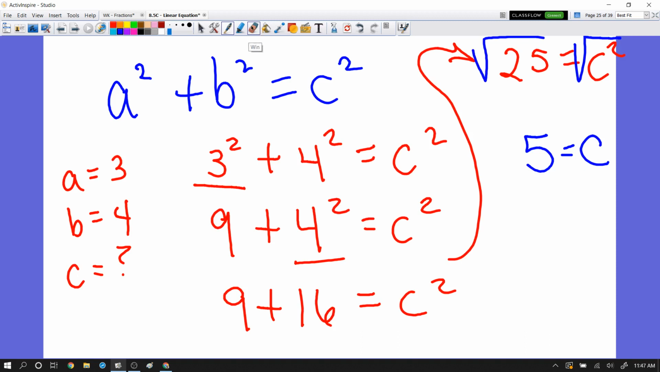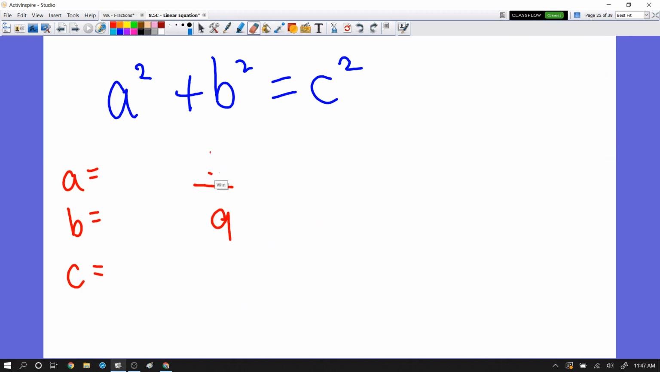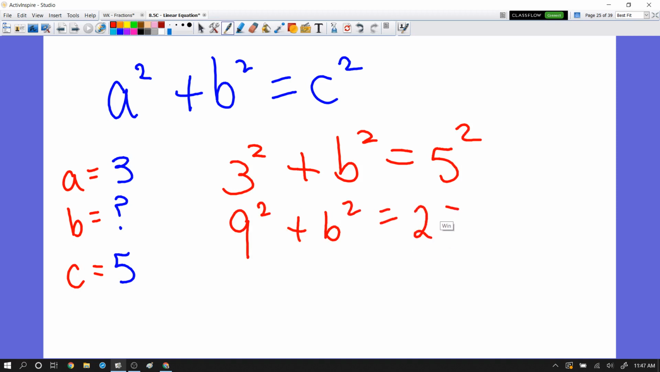But what if you're given another piece of information, not just A and B? This is where balancing equation comes in on another level, but nothing impossible. So let's say that you're given a leg, 3, you're not given a leg, and you're given the hypotenuse. Then you plug in the information. 3 squared plus b squared equals 5 squared. Follow your order of operations. 9 plus b squared equals 25.